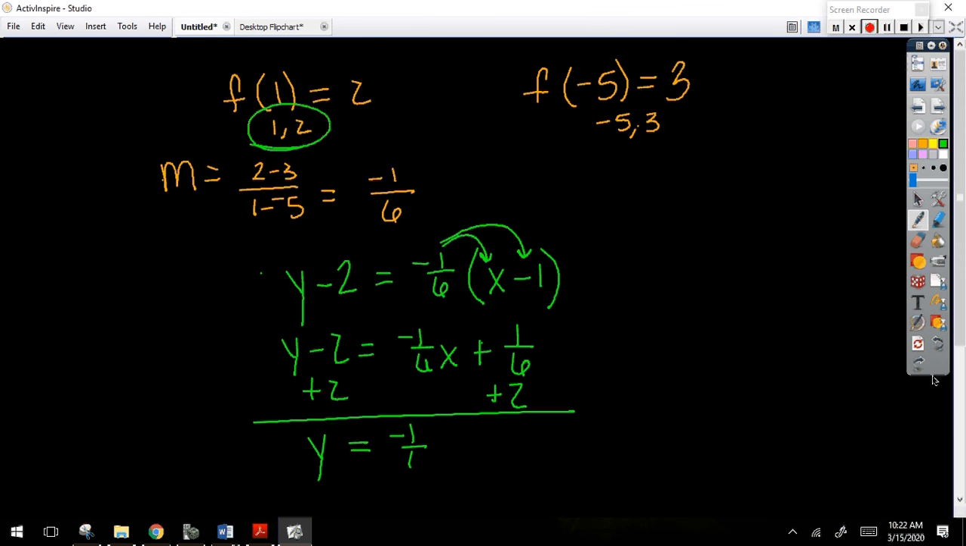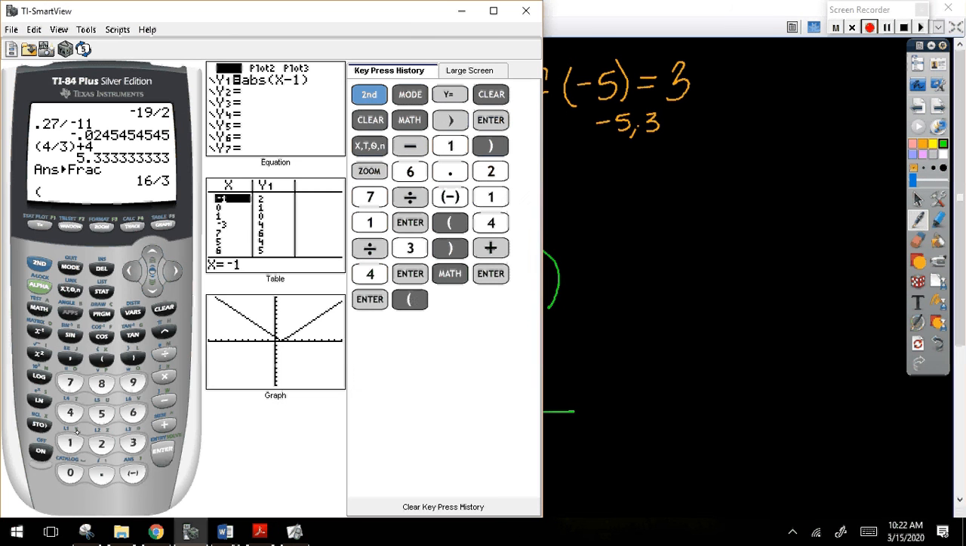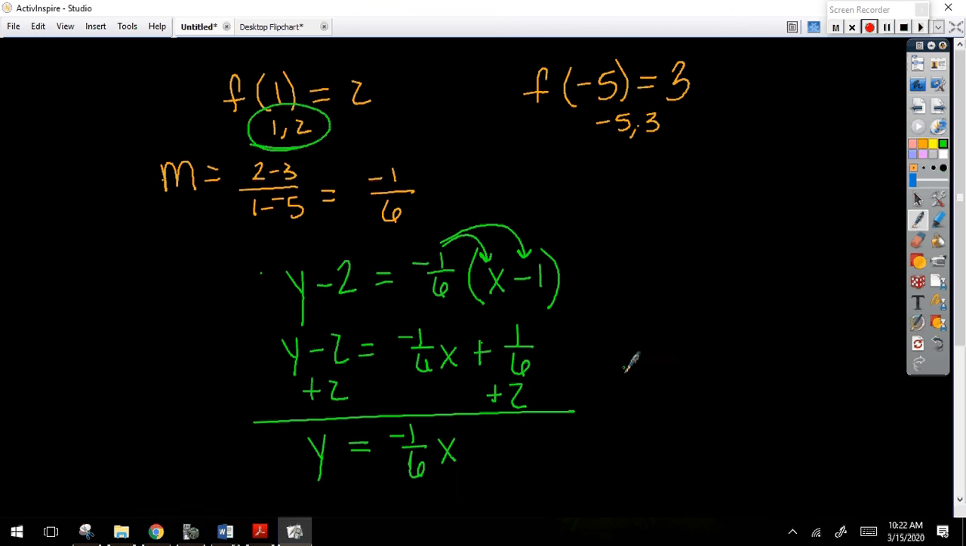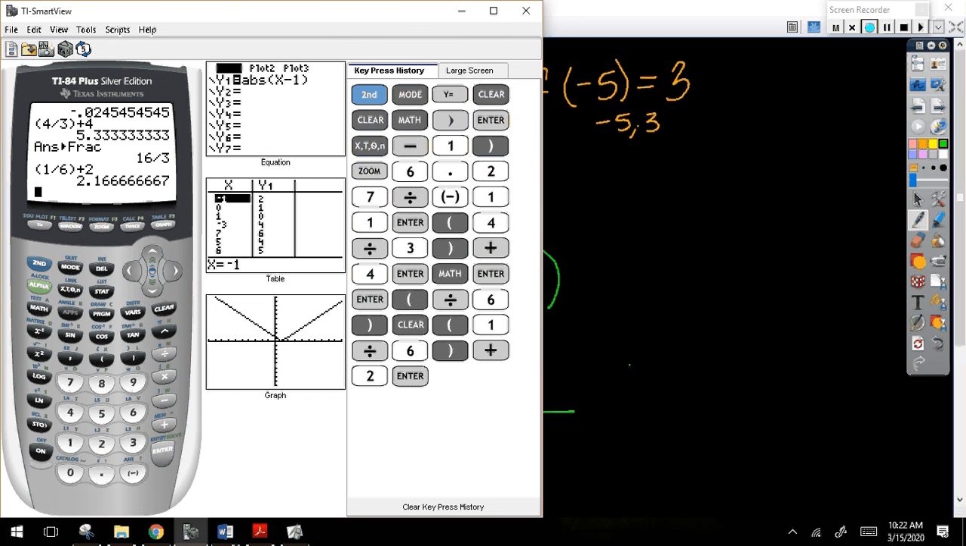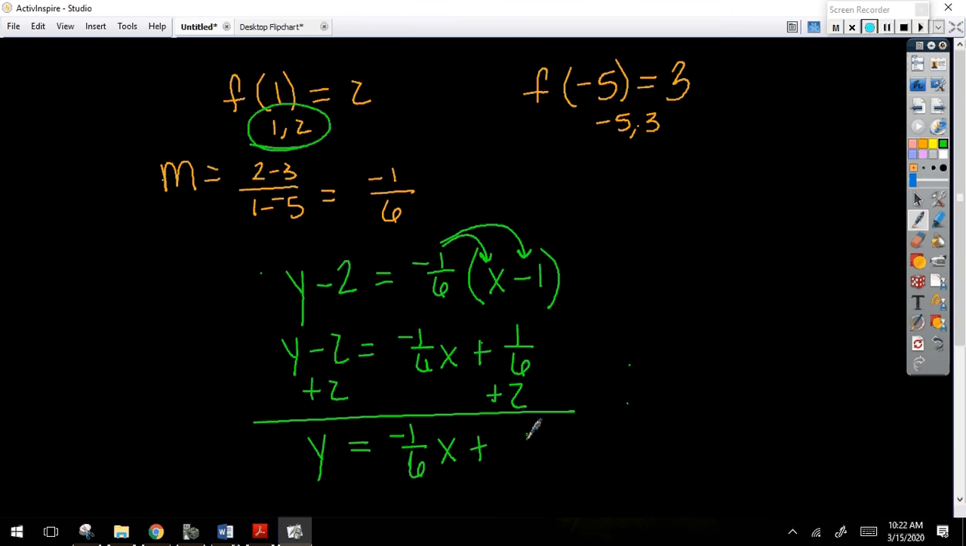Come on, it doesn't want to work with me this morning. All right, negative 1 over 6x. If I want to add these two together, I'm going to do 1 over 6, well, parentheses 1 divided by 6 plus 2. Remember, math, enter, it will give it back to you as a fraction, so I get 13 over 6, and so my equation is f of x equals negative 1 over 6x plus 13 over 6.